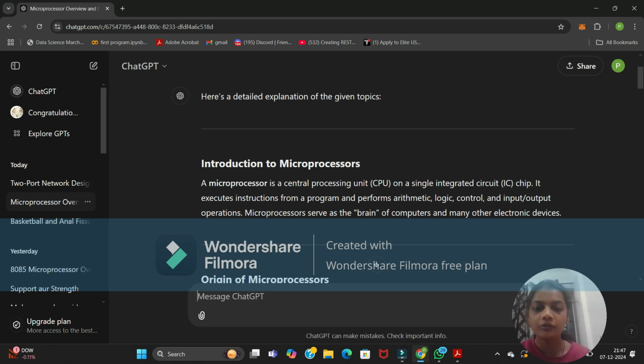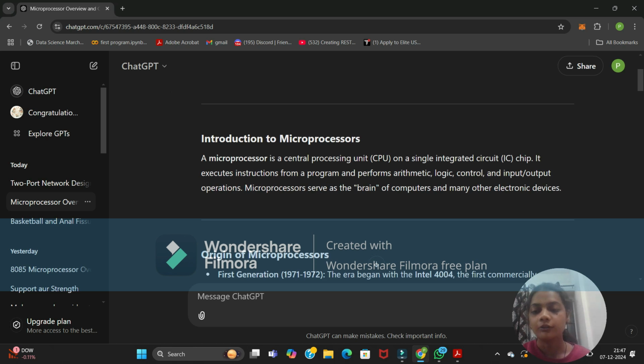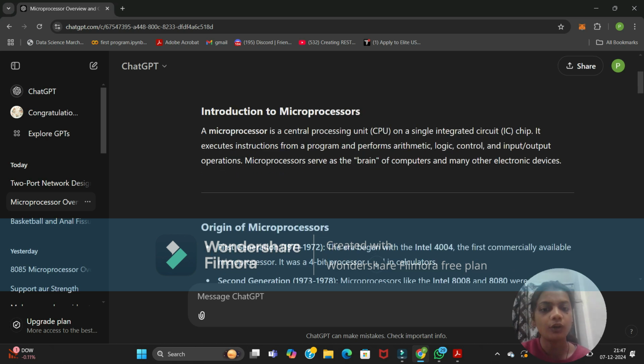So first of all, we have seen what is a microprocessor. Let me revise it for you. From the previous video, we have discussed a microprocessor is a central processing unit on a single integrated circuit chip. It executes instructions from a program and performs arithmetic, logic, control, and input-output operations. Microprocessors serve as the brain of computers and many other electronic devices.